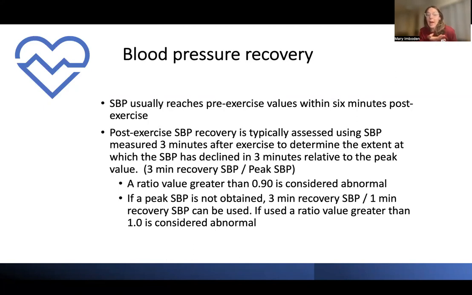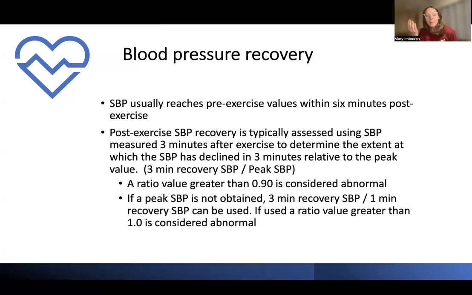We also look at 3-minute recovery systolic blood pressure. And with this, we want the ratio of the 3-minute recovery systolic blood pressure over the peak systolic blood pressure to be less than 0.9. So anything greater than 0.9 is considered abnormal.